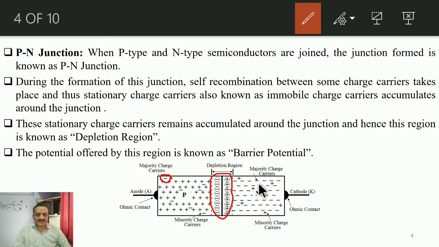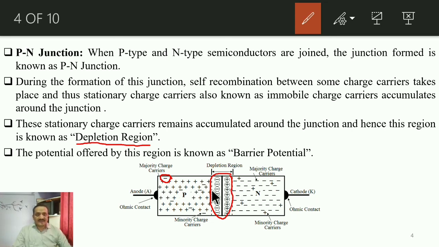Okay, now once that stationary charge carriers get accumulated around this PN junction, that region doesn't have mobile charge carriers, and that's why that region is known as depletion. Depletion means there is a lack of what? Lack of mobile charge carriers, right? So that region is known as the depletion region, where the accumulated charge carriers are immobile, or we can say these are the stationary charge carriers in this region.